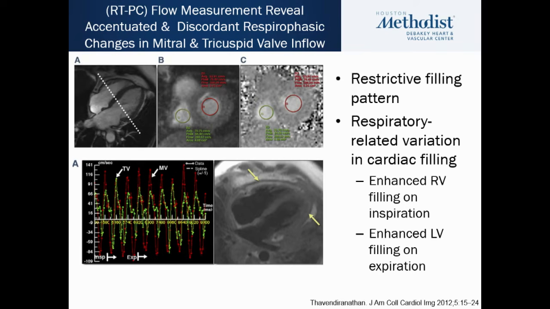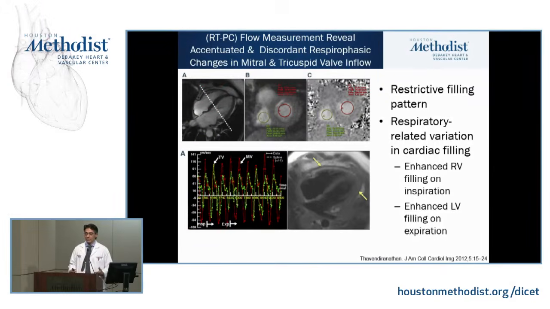There are newer techniques available, such as real-time phase contrast flows. So you can actually demonstrate the respiratory phase changes across the AV valves. And this is just a great example. You can image both the mitral and tricuspid valves simultaneously. You can see the restrictive filling pattern, and you can see whenever with inspiration, you have an increase in tricuspid valve velocities with a decrease in mitral valve velocities.